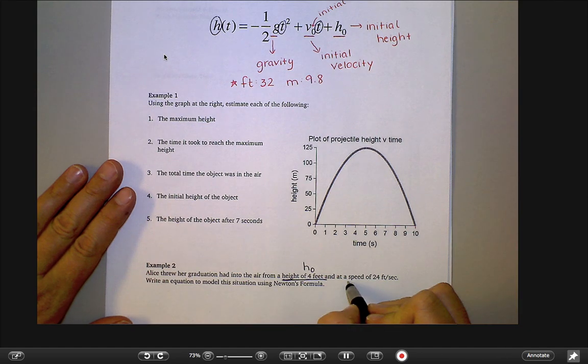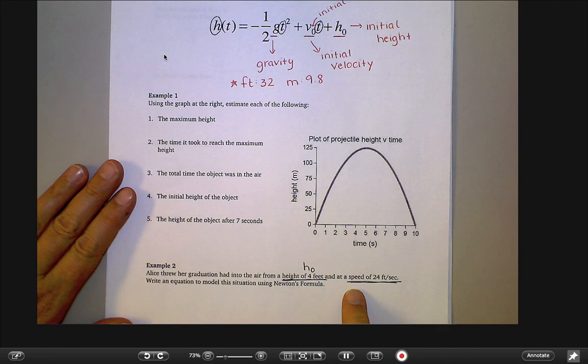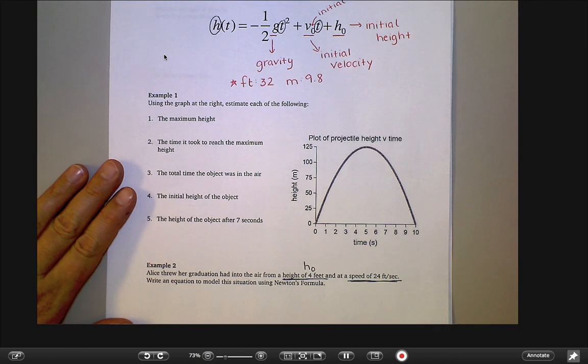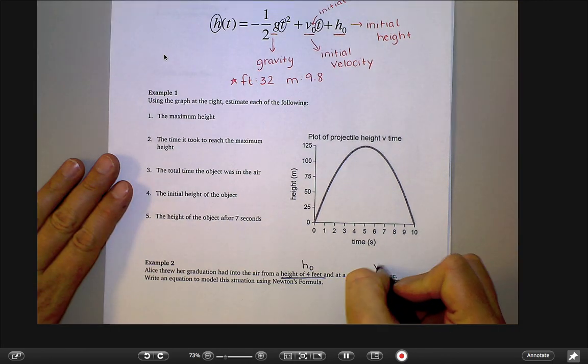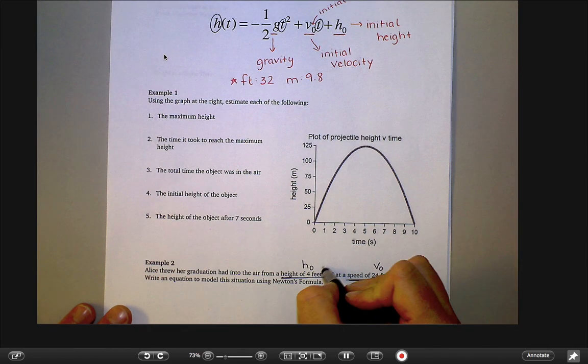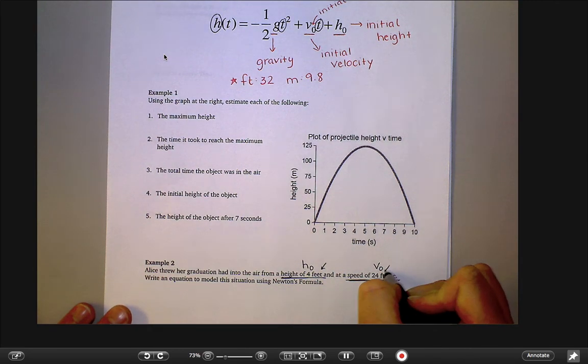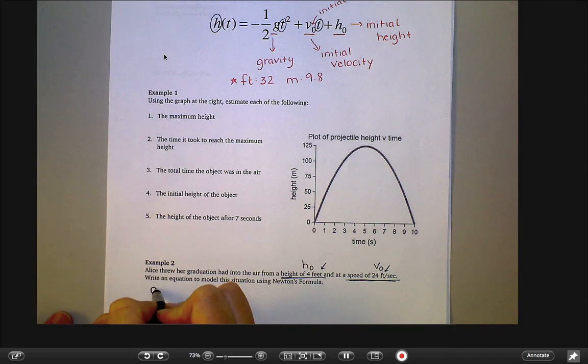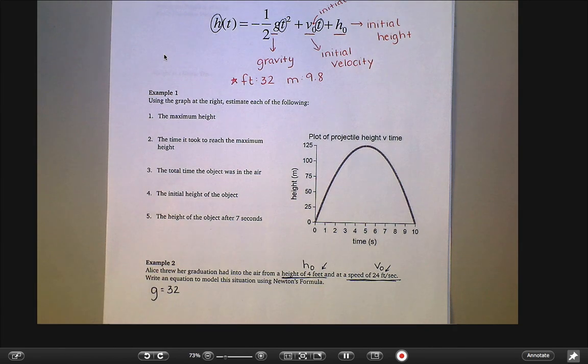And at a speed of 24 feet per second. Remember I said that for our purposes, speed and velocity can be kind of the same thing. So we're going to just call this my initial velocity, okay? And I should also point out that both of these are being measured in feet, so that means our g value is going to be 32 from up above, okay?